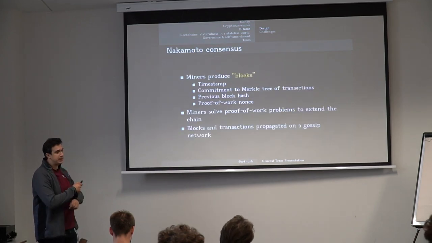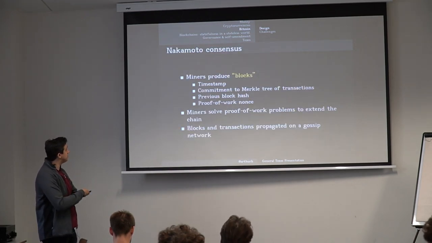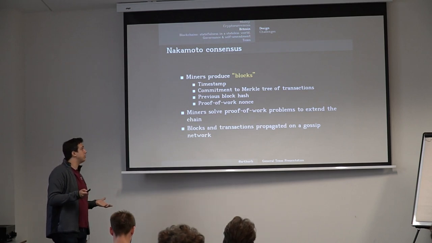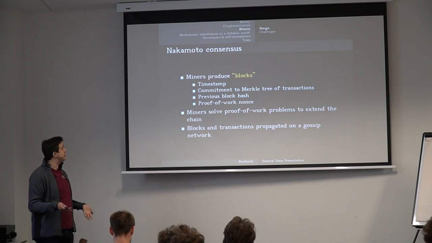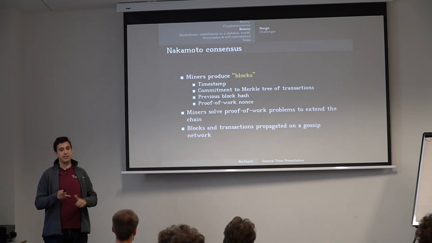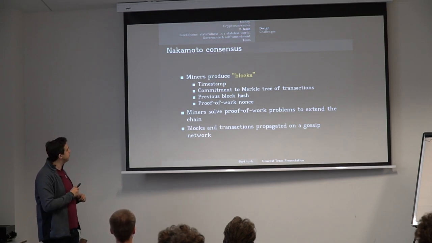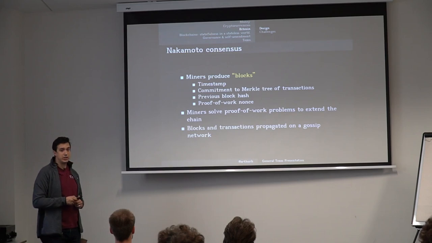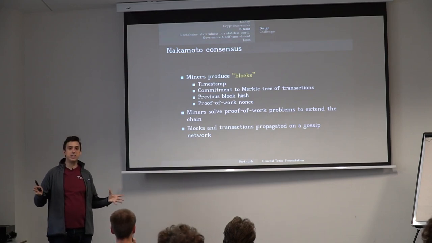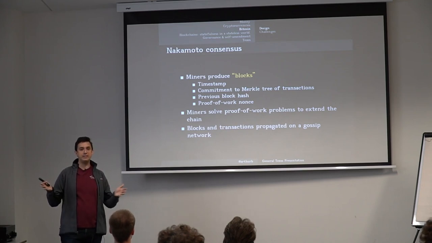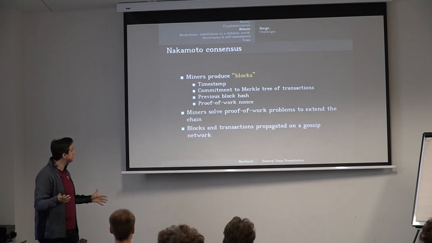So the second piece was the Nakamoto consensus introduced in the Bitcoin paper. The way this works is that miners, who are actors in the Bitcoin ecosystem, produce blocks. What is a block? A block is a timestamp, a time at which a miner claims the block was created. You have a commitment to a Merkle tree of transactions. Essentially, you take a lot of transactions and put them into a hash tree structure, a cryptographic structure that commits you to the set of all transactions.